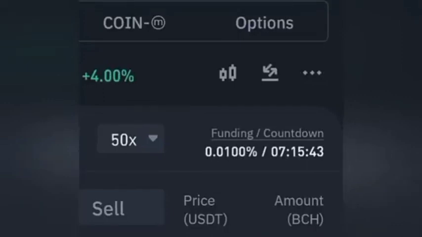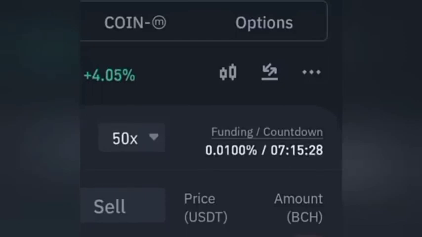Also, when the funding rate is negative and you are in a long position, that means you will be benefiting from fees. That means Binance will be paying you a small amount of money. But when it is negative and you are in a short position, that means you would be giving out fees. Understand? You'll be giving out fees.